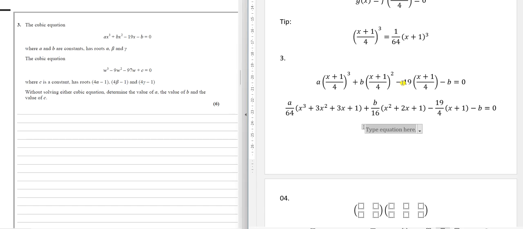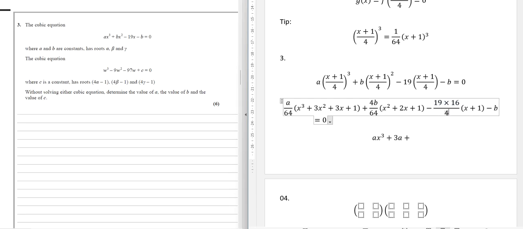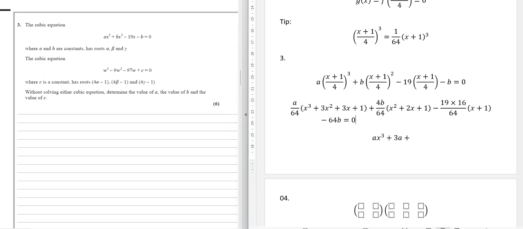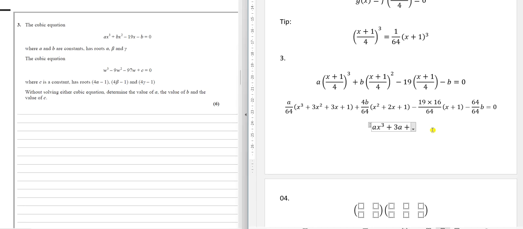To make things a little bit nicer, I'm going to multiply through by 64. And I'm also going to start collecting terms. The x cubed terms are the easiest. There's only one of them at the beginning. And then x squared terms, I'll have 3a, and take care here because this is going to turn into 4 lots of b over 64. And that'll be 19 times 16 over 64 when I get to that part. And then the minus b is also going to be multiplied by 64. So if I'm going to multiply through by 64, I should keep track of my 64s carefully if I want to be doing two things at once.